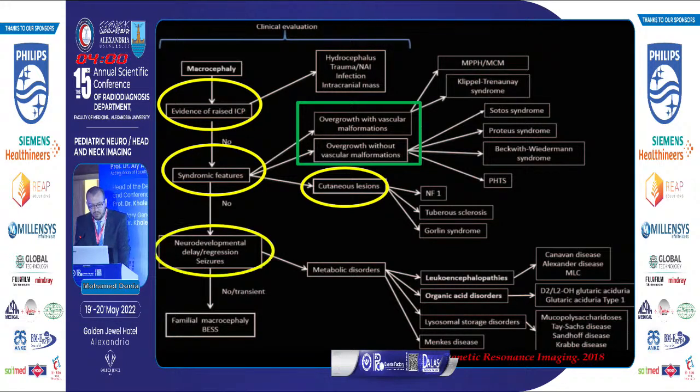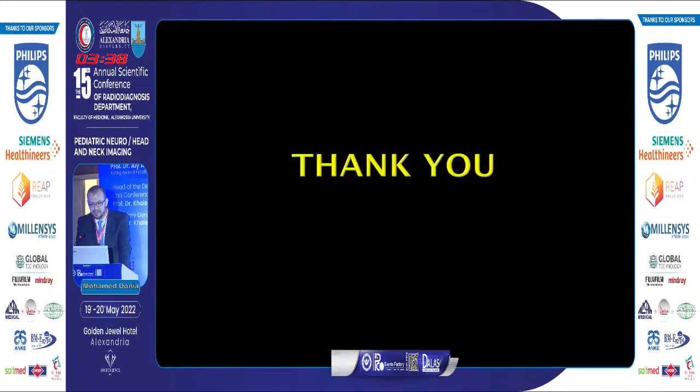If not, search for neurodevelopmental delay or regression, which may be due to metabolic disorders such as leukoencephalopathy, leukodystrophies, organic acidurias, lysosomal disorders, or Menkes disease. And lastly, if not, the diagnosis of exclusion is familial macrocephaly or benign enlargement of subarachnoid spaces. Thank you.